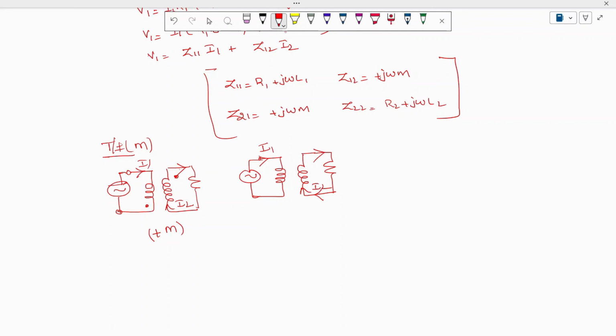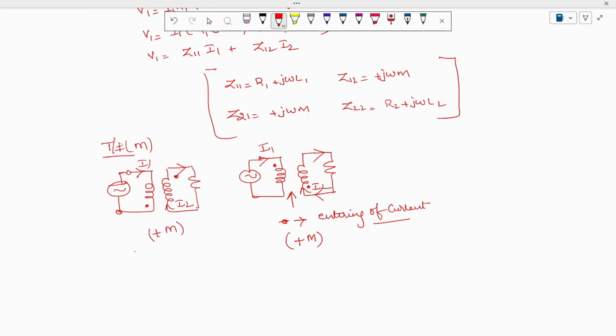Then how to mark? So here it is there at leaving, so here it will have it entering and this will have it entering. So you can see here the dot is available at the entering of currents. This dot is there at entering of current. Therefore we are going to get the mutual inductance as plus M.